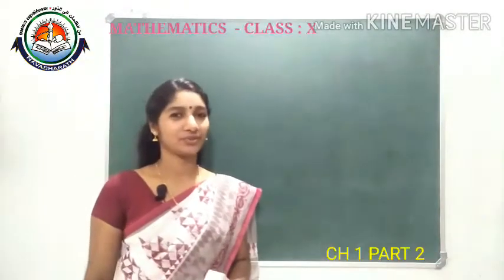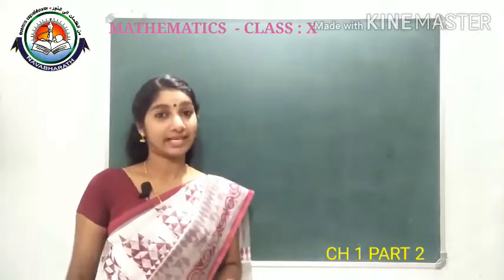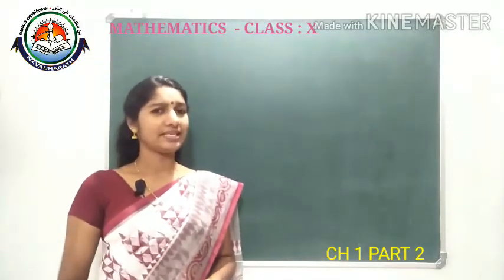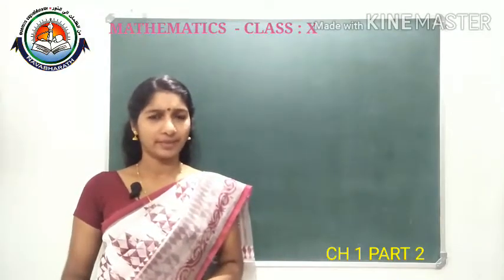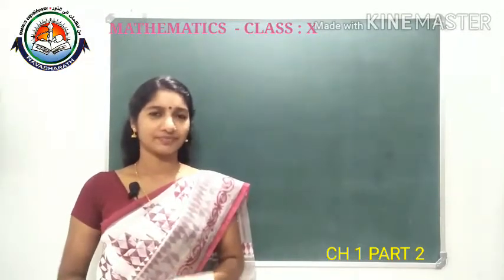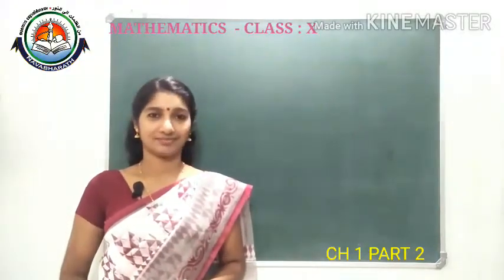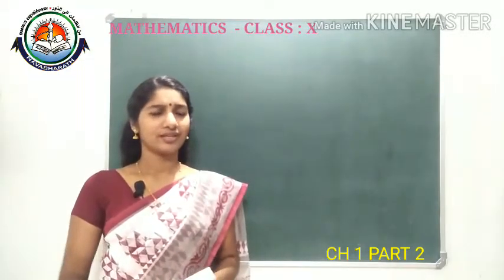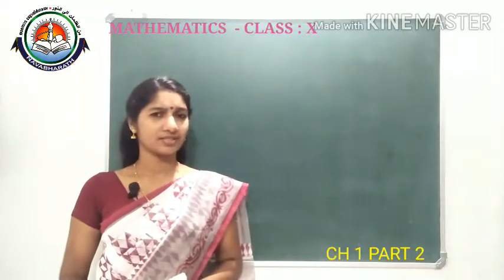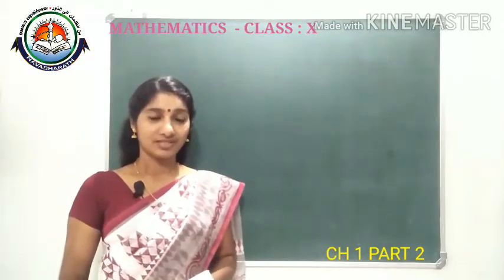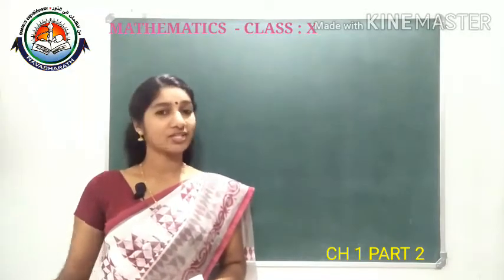Today we are going to discuss the same chapter, real numbers, which we discussed in the previous class. We were discussing the fundamental theorem of arithmetic mainly in that class, isn't it? Today we are going to discuss more about irrational numbers. If you give some examples for irrational numbers: root 2, root 3, root 5, root 7, root 6, these all are irrational numbers.